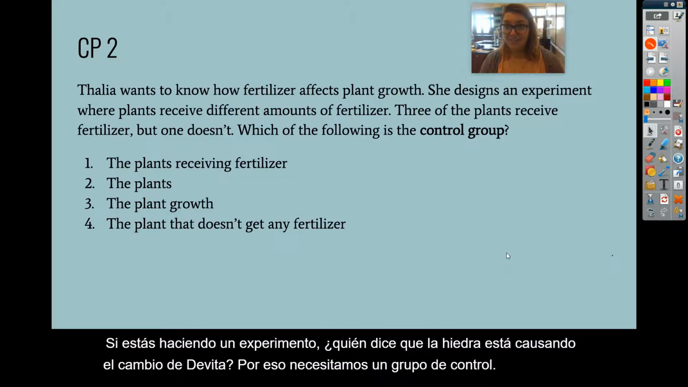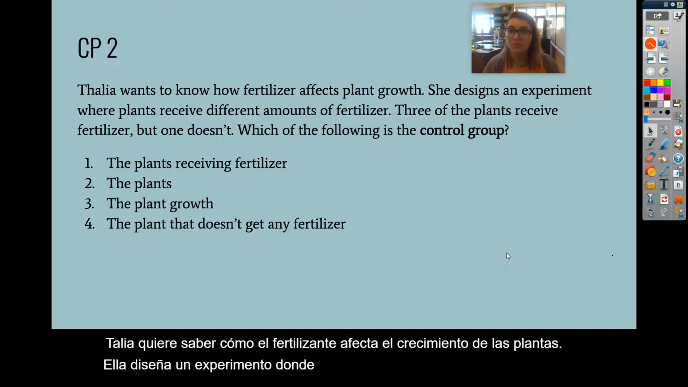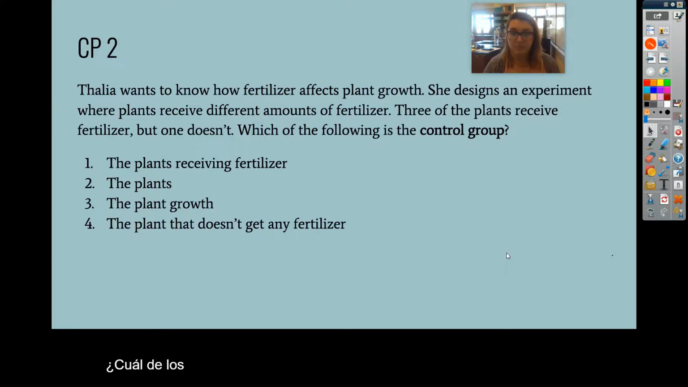All right, I want you to answer this in the comments. You just have to put 1, 2, or 3. Talia wants to know how fertilizer affects plant growth. She designs an experiment where plants receive different amounts of fertilizer. 3 of the plants receive fertilizer, but 1 doesn't. Which of the following is the control group? Is it 1, the plants receiving fertilizer, 2, the plants, 3, plant growth, or 4, the plant that doesn't get any fertilizer? So you are answering this in the comments.